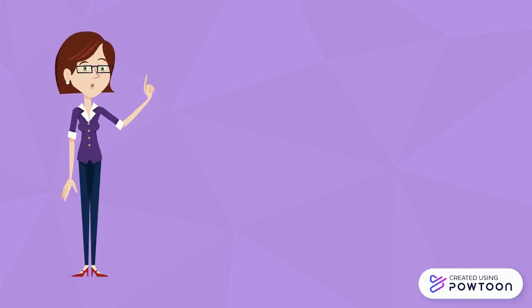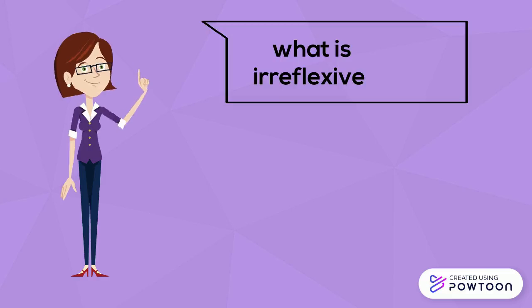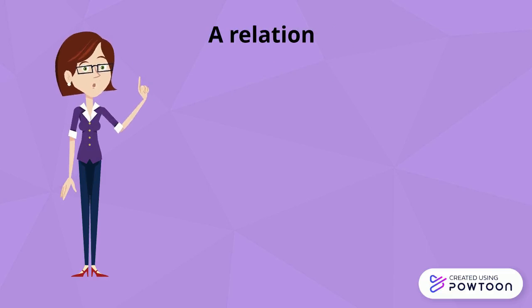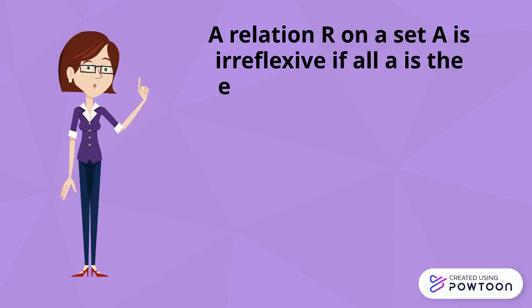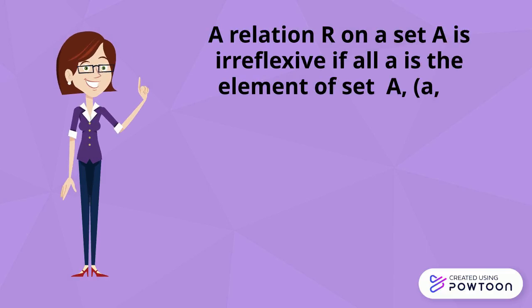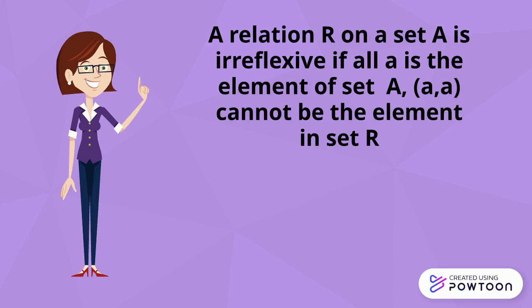The second property is irreflexive. What is irreflexive? A relation R on a set A is irreflexive if for all a in set A, (a, a) cannot be an element in set R.